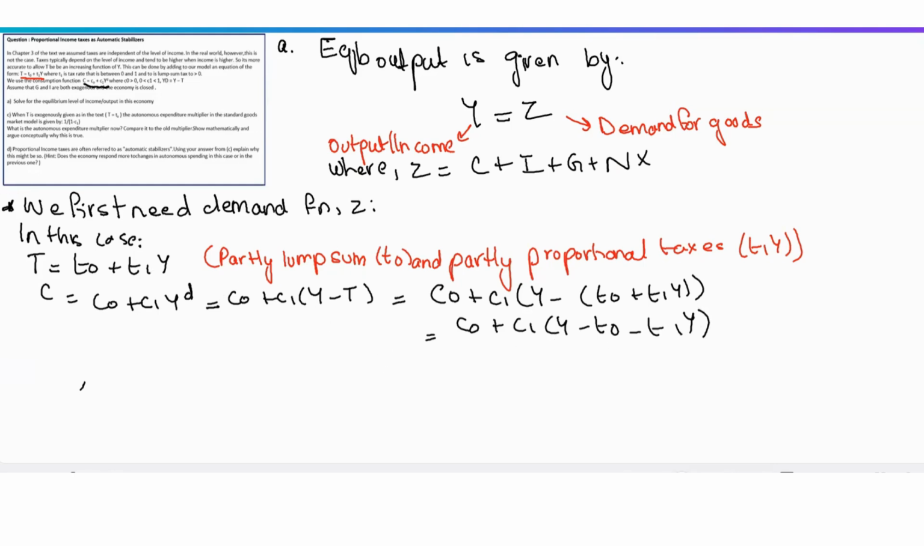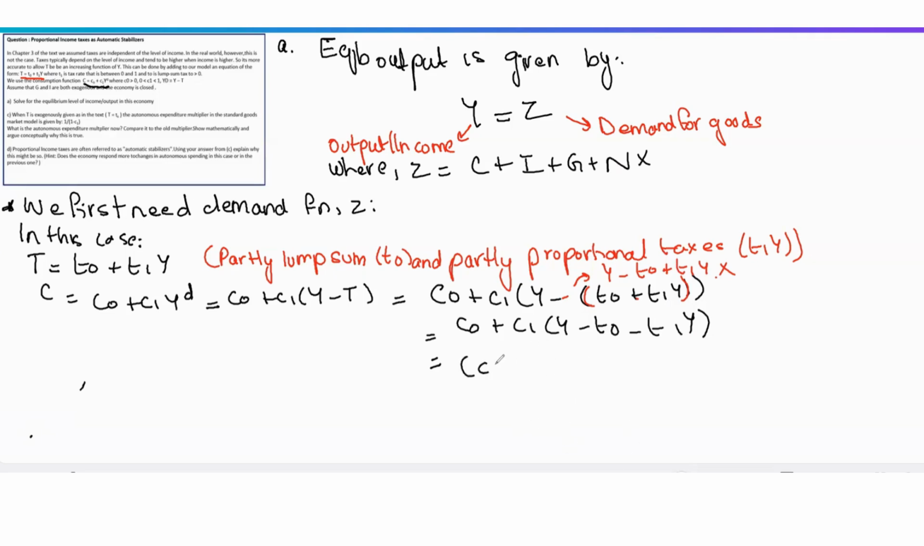And here's an algebraic mistake to avoid: do not write this as Y minus t0 plus t1Y. This is wrong. Make sure you put the brackets over here, because the plus also becomes a minus when you use the brackets. So this is just wrong, so keep that in mind. So let's simplify this a little further, where we combine like terms, the terms which don't depend upon Y and the terms that do depend upon Y.